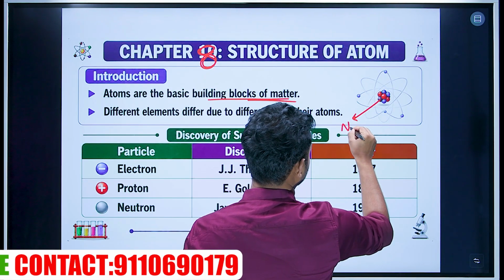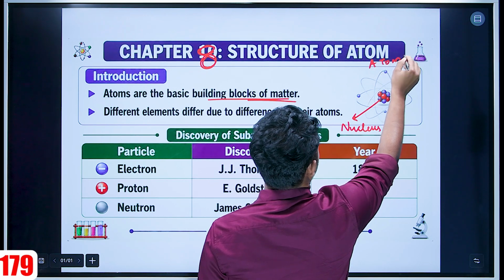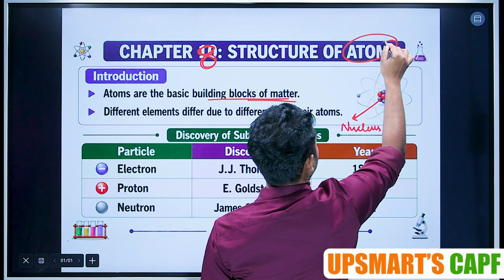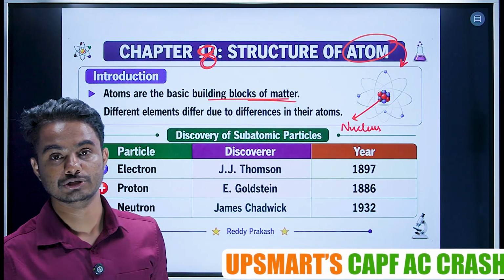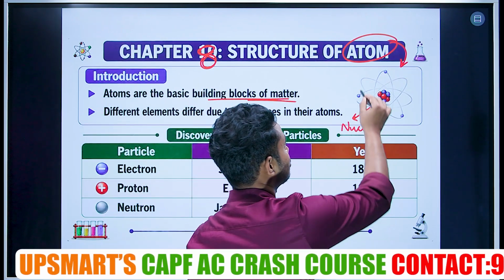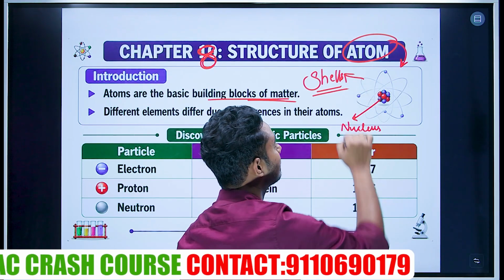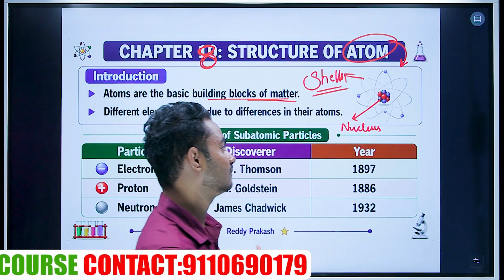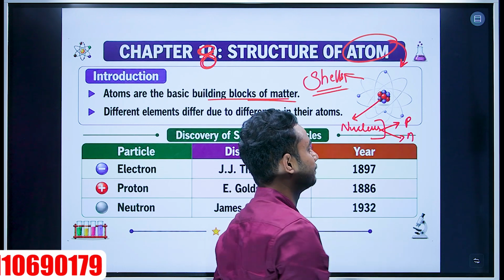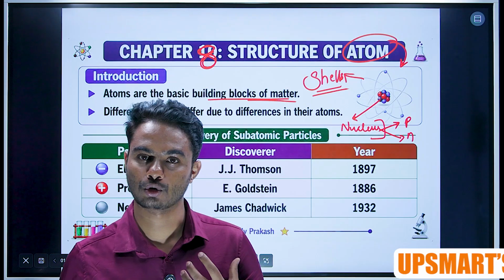This is the structure of atom. The middle part is the nucleus and the rings we see outside are the shells of an atom. One more thing you have to notice, the nucleus caters both proton and neutron. It will house the proton and neutron.